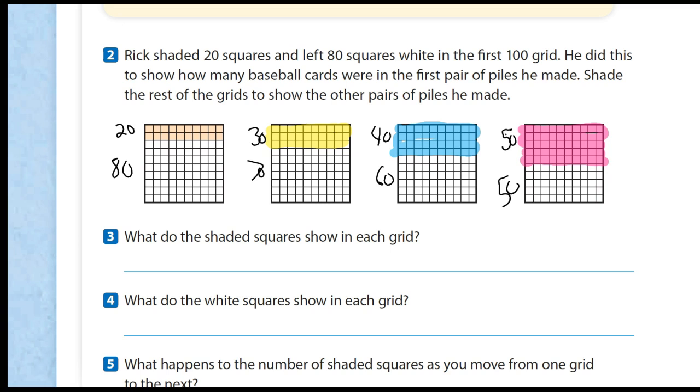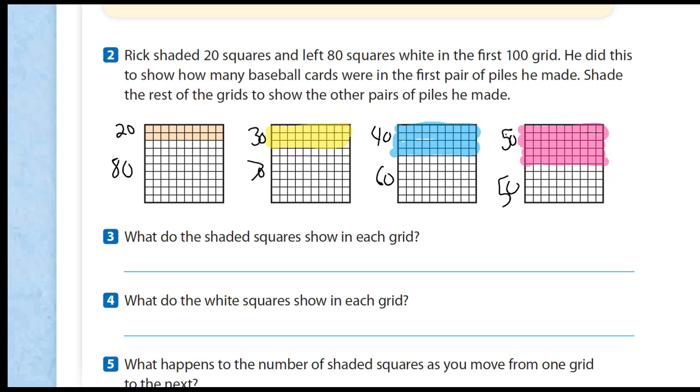It says, what do the shaded squares show in each group? What do you think? So each group has squares that are shaded in, right? What does that show? Well, each one that's shaded is how many are in one pile, right? Okay, it says he shaded 20 squares and left 80 squares white. So basically, how many he shaded in are in one pile, and the ones that he left white were in another pile. Okay, and then that's what the white squares represent.